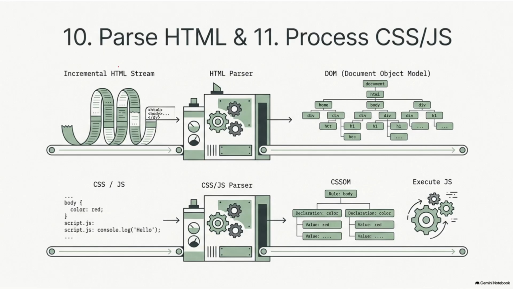Then in the 10th step, what will happen? It will parse the HTML and process the CSS and JS. So whatever HTML data comes will go to the HTML parser and be converted into the document object model. Same for the CSS and JavaScript: they will go to the CSS and JS parsers, and the CSS will be converted to the CSSOM, and the JS will be executed.